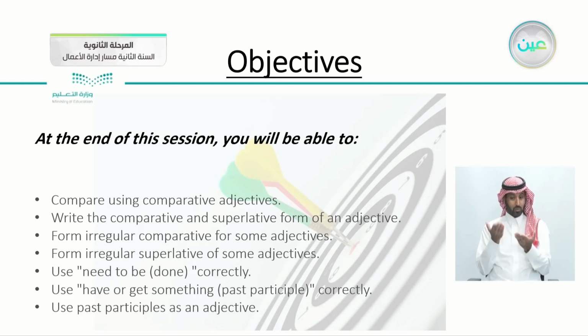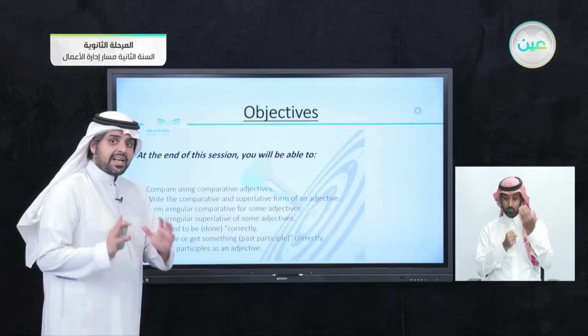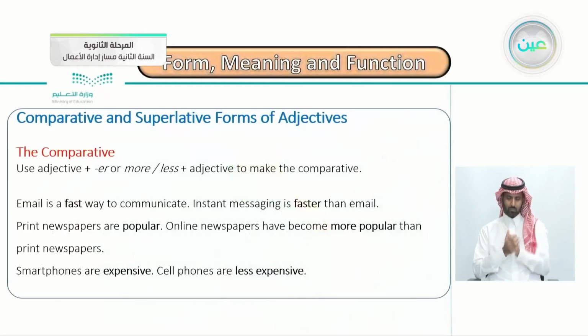Use need to be done correctly, need to be, and use have or get something, past participle correctly. Use past participles as an adjective. So we'll be using past participles as adjectives. So we're beginning here in the form meaning function. We're beginning with the comparative and superlative forms of adjectives.